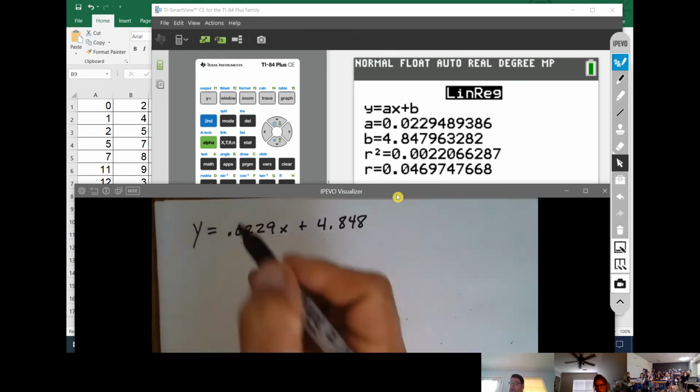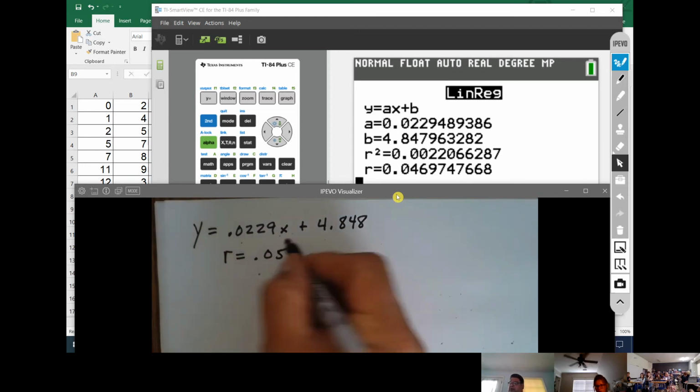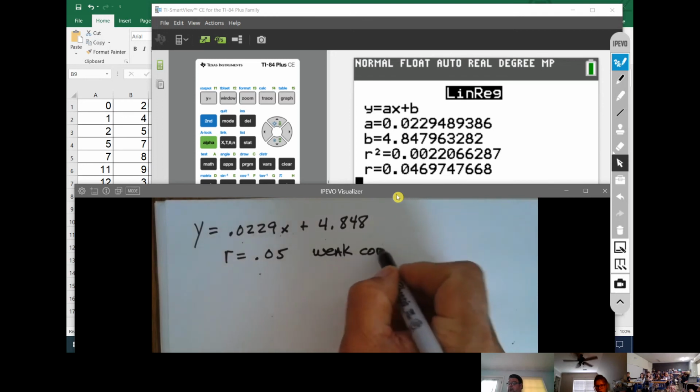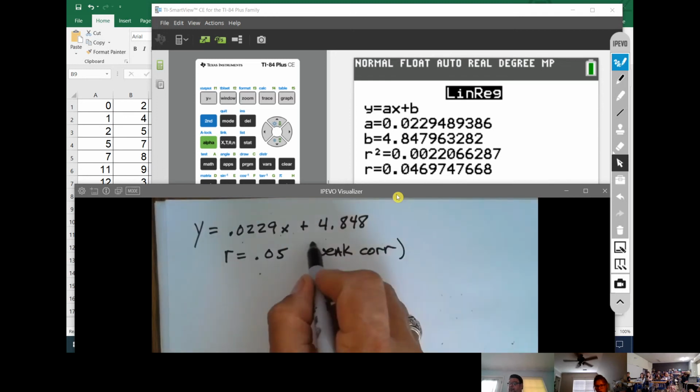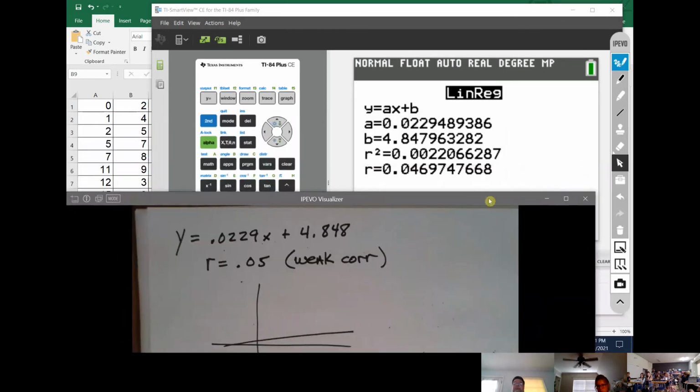And R is equal to 0.05, which is a very weak correlation because it's close to 0. Okay, so there's a very weak correlation. Probably talking about a line looking something like this, right near being horizontal. So let's look at the graph and see what it says.